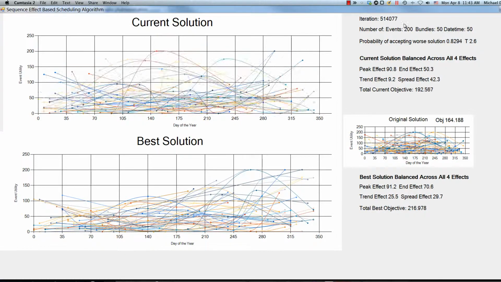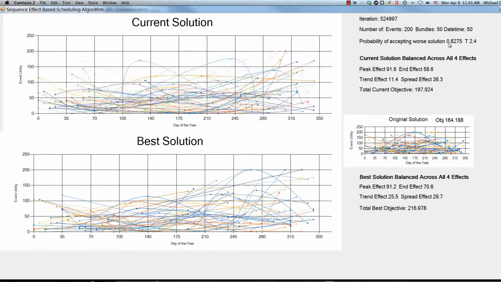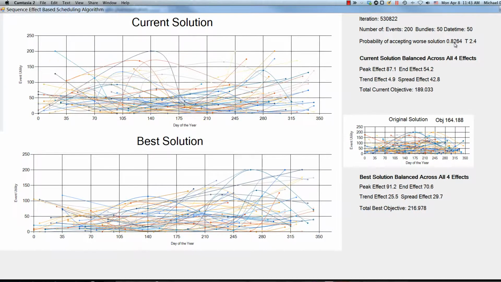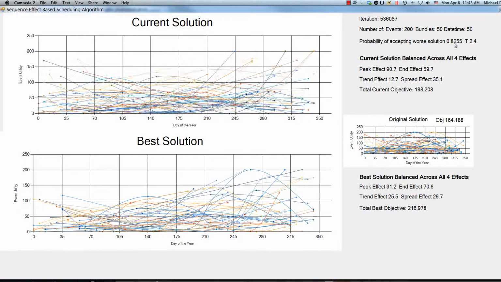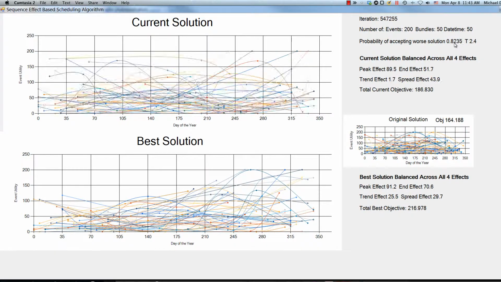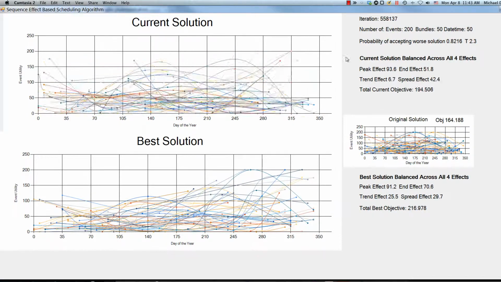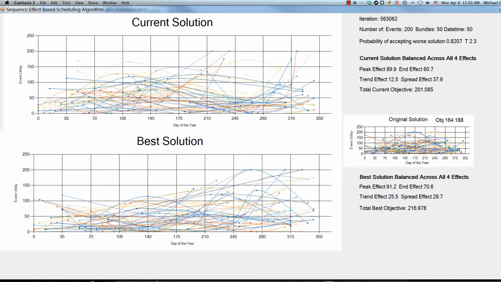Early on in this algorithm, it's going to accept worse solutions quite a lot. Right here, 82% of the time it's going to accept a worse solution, which means that if I reschedule these 2 or 3 events in a different place and my objective is actually worse, I might keep it. In fact, I probably will keep it earlier on. So the current solution just jumps all around.